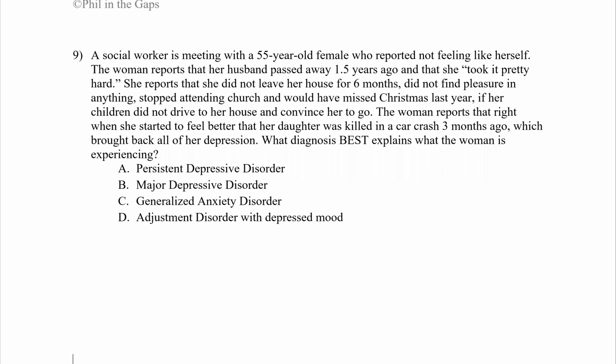What diagnosis best explains what the woman is experiencing? A, persistent depressive disorder. B, major depressive disorder. C, generalized anxiety disorder. Or D, adjustment disorder with depressed mood. And when you have your answer, type one thing that you're blessed to have in your life right now.